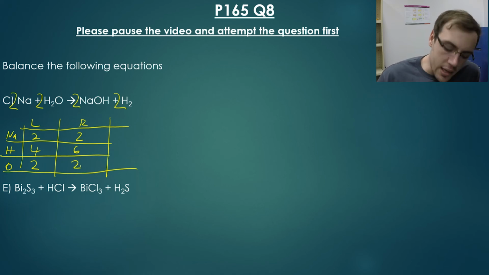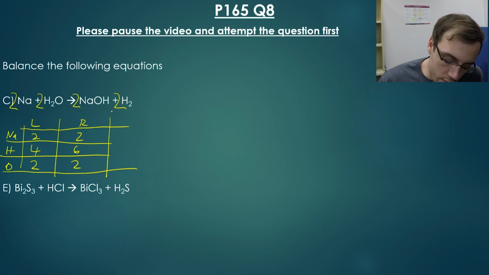Now we can see that on the right-hand side, we have too many hydrogens. So now we look back at our equation and we go, okay, what is the best way that we can remove 2 hydrogens? And the answer is we remove this coefficient.